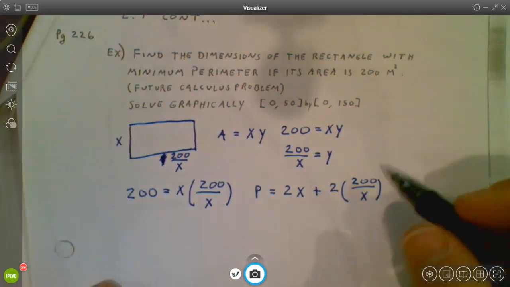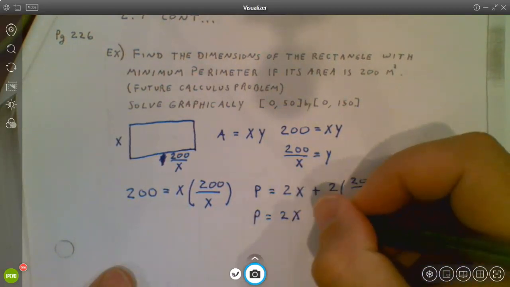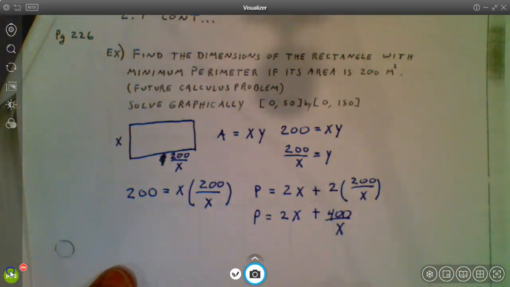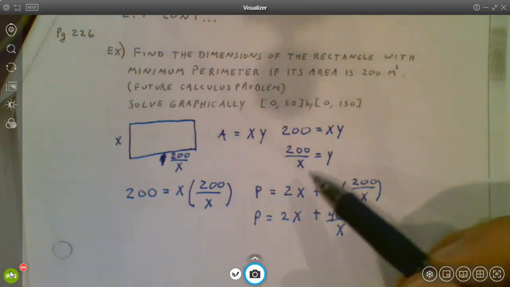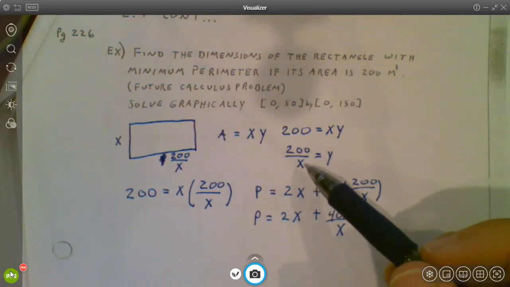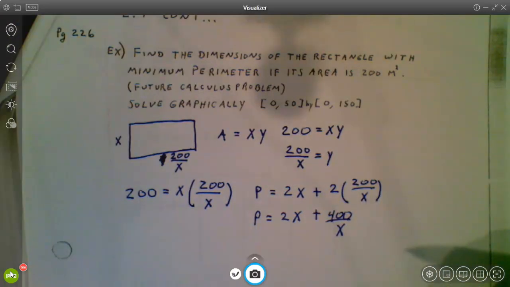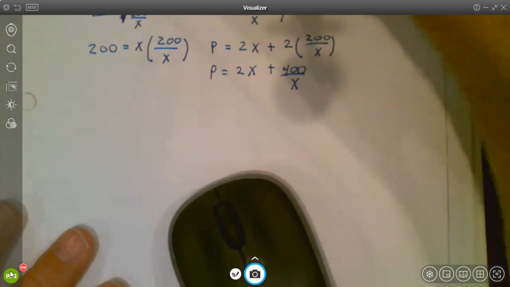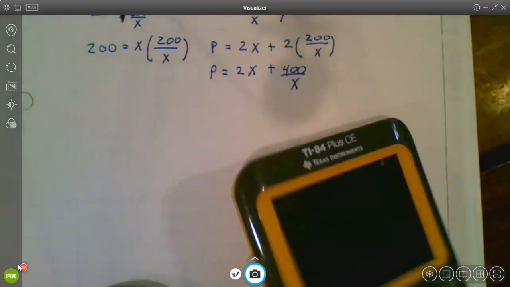So let's just do a little cleanup on that. So for perimeter, let's call it the expression 2x plus 400 over x. So the whole point of them giving us information about the area was so that we could create this information. So now as I go on to write my perimeter setup, I only have one variable involved, right? So that's how we use the area formula in order to set up the perimeter formula. Ultimately, the question was talking about a minimum perimeter. So until we get to derivatives, we are still solving these graphically.